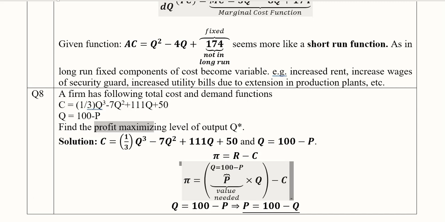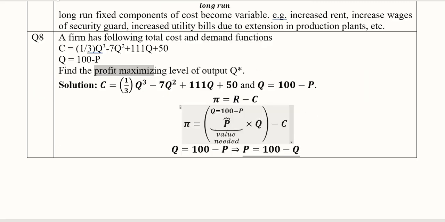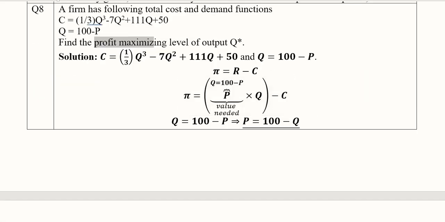So profit will be here. This is the cost function. This is the demand function, and this demand function is usable in a certain way. As we will see, the profit function is equal to revenue minus cost. Revenue is equal to price into quantity.